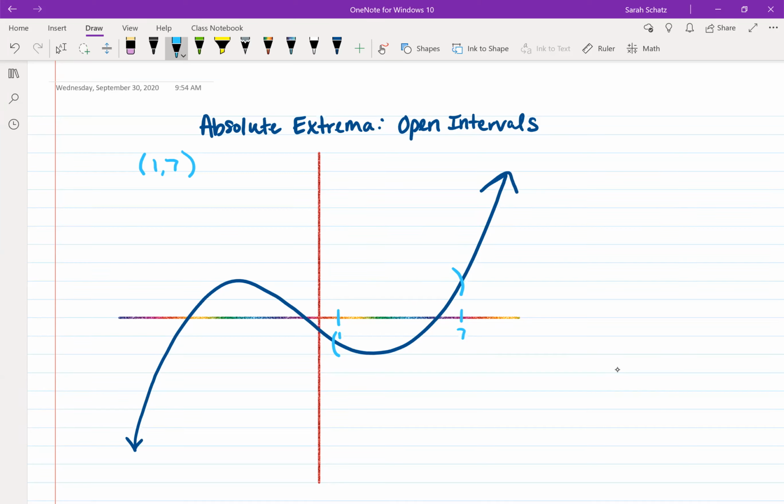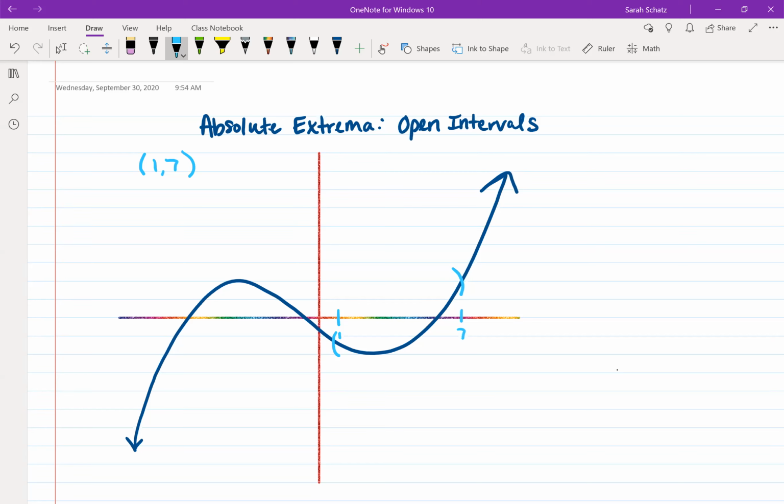And I found out that for all my closed intervals, as long as the interval was closed, I would have both an absolute max and an absolute min in every one of those intervals. Because if you think about it, if you restrict to a certain set of values and it begins at a place and it ends at a place, you're definitely going to have a highest point in that interval and a lowest point in that interval. And we talked about how to find those.